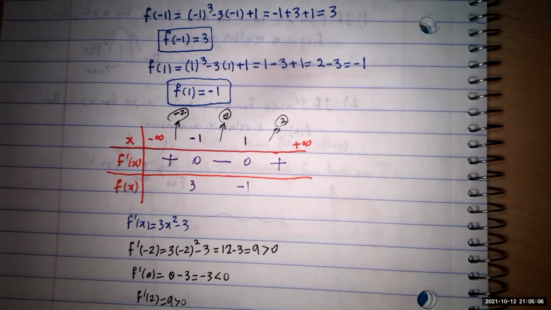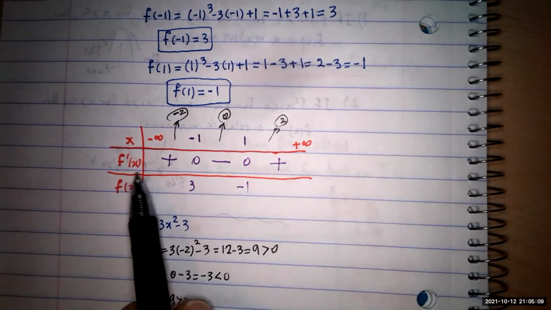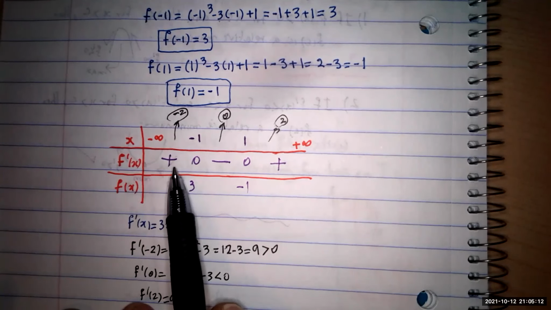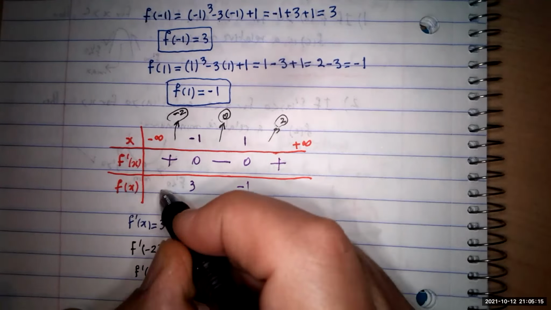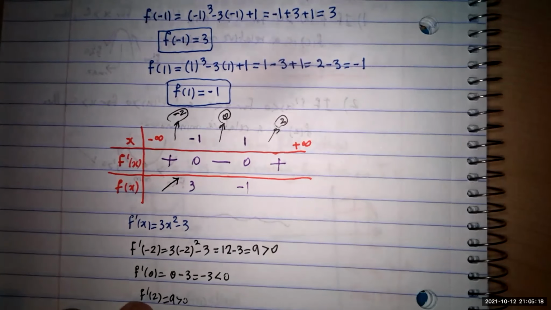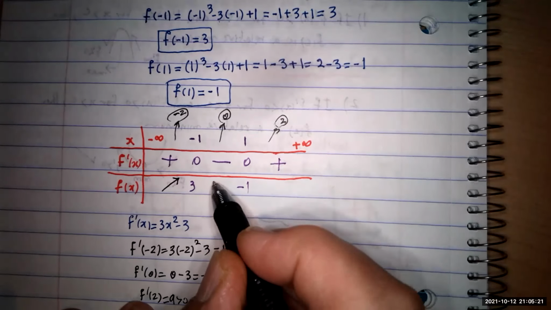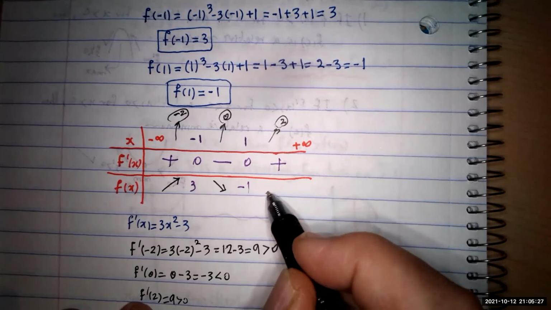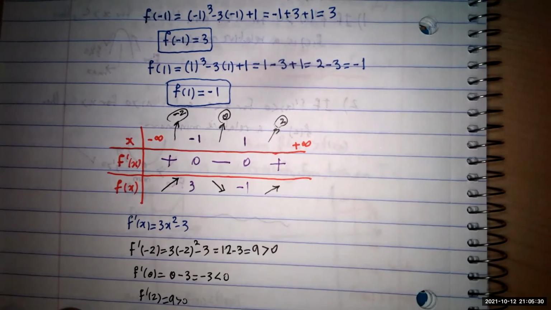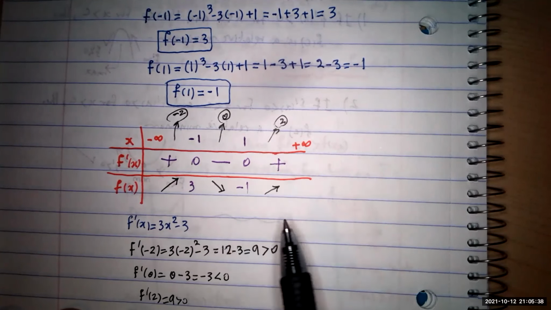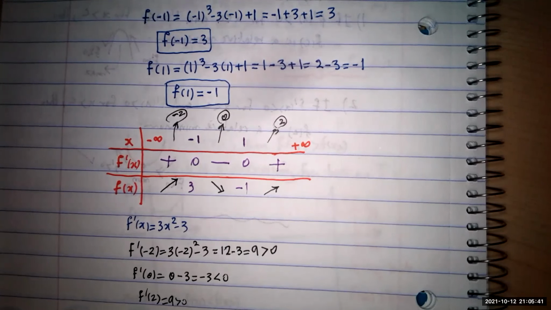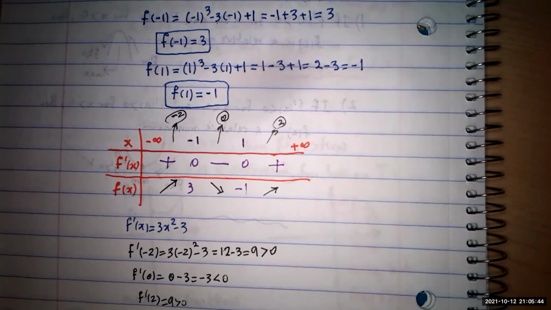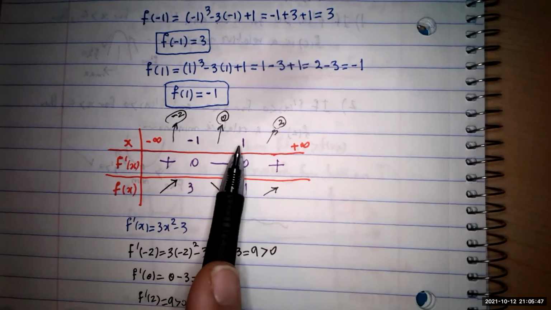Okay, any question? So now, when f prime is positive, you know the function is increasing, going up. F prime negative, the function is decreasing, going down. F prime positive, up. You see? You have all the information that you need. So this function is increasing between negative infinity and negative 1, and 1 and positive infinity. If you give me a chart, you don't have to explain it. But otherwise, you have to explain it to get these numbers. And it's going to be decreasing between negative 1 and 1.